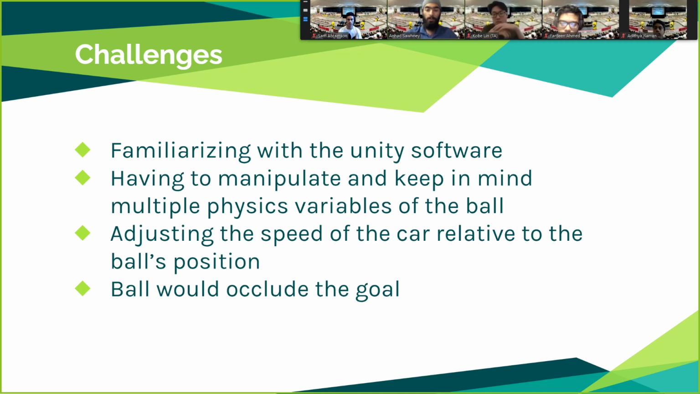Finally, we had to adjust the speed of the car relative to the ball's position in order to make sure that we were lined up effectively in order to hit the ball into the goal. The problem with this was that the ball was so large that it could cover up some of our sensors and occlude the goal, meaning we couldn't see the goal when the ball was right in front of us. And this made it kind of hard to align properly.